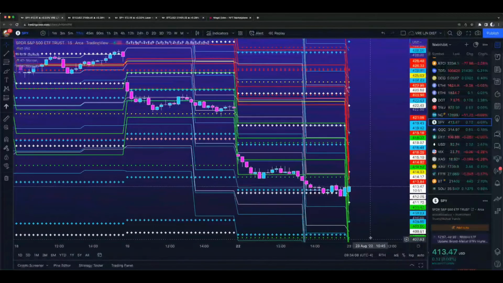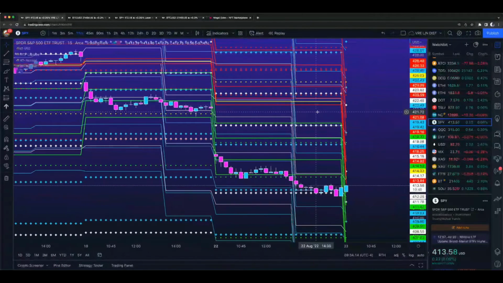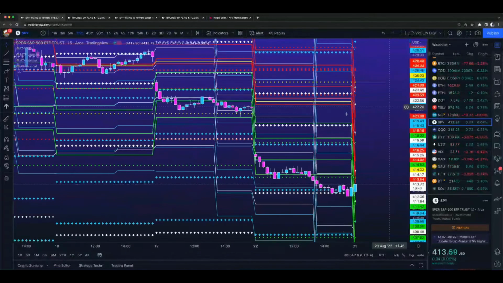Could go to a lower level. Maybe pick it back up going into the end of the week to test this area up here. Or we just blow through, do it today. One way or the other, this area is going to get tested. Now, obviously, this is my opinion.